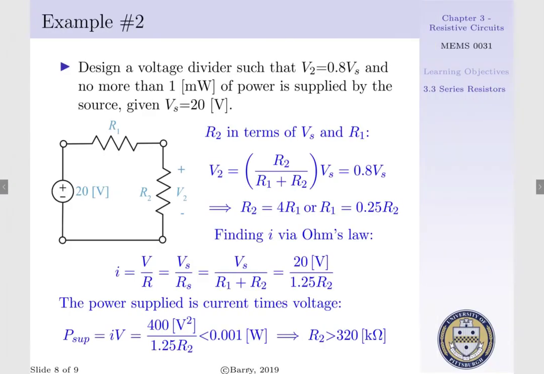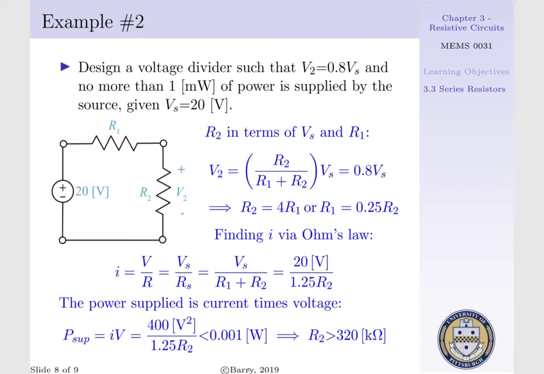The power supplied is simply our current times our voltage, where our current is equal to 20 volts per 1.25 R2, and our voltage is equal to 20 volts. Thus, our power supplied is equal to 400 times the quantity volts squared per 1.25 R2, and this should be less than 0.01 watts. In doing such, we can solve that R2 has to be greater than 320 kiloohms, and we have an expression for R1 being equal to 1/4 R2.